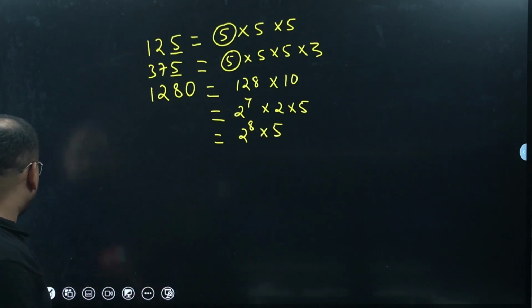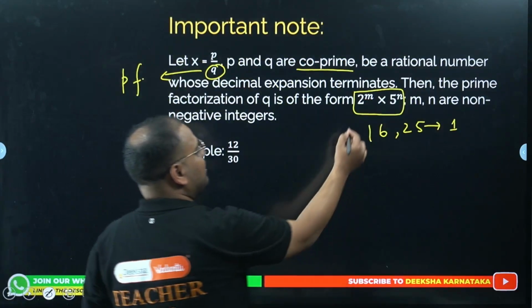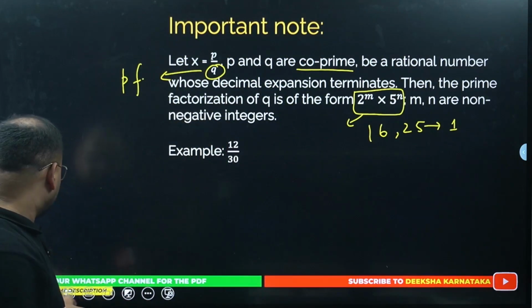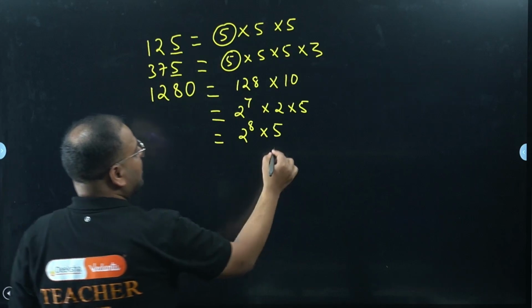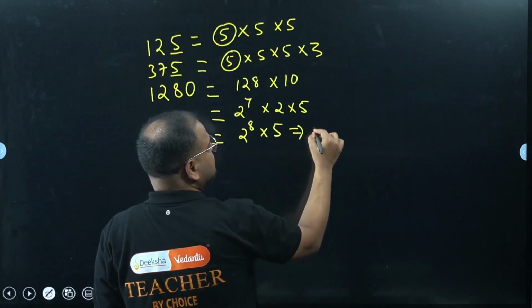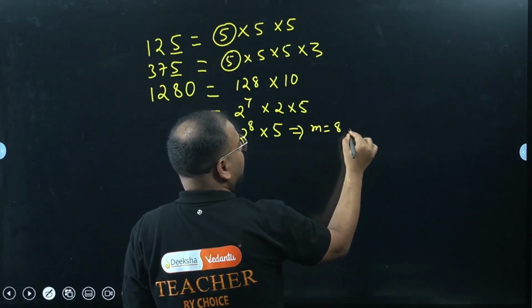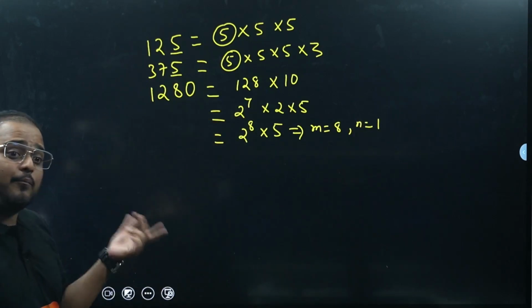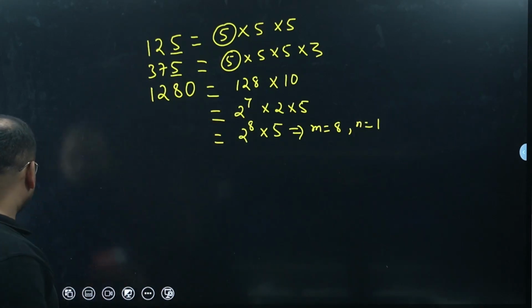So if you recall the concept, I am getting it in this format only, no? 2 power m times 5 power n. So in this number, my m is 8 and n is 1. Okay, so we have both kinds. The decimal kind we'll see right now.